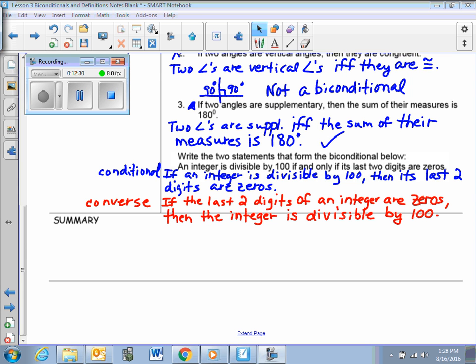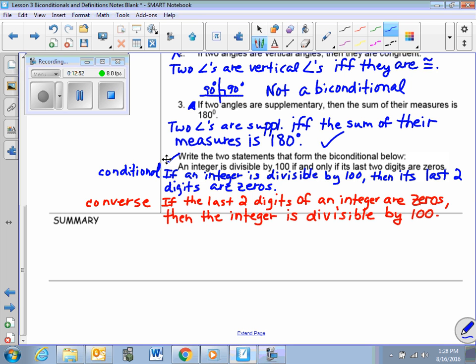You wrote your conditional statement, which says if an integer is divisible by 100, then its last two digits are zeros. And then when I write the converse, it says if the last two digits of an integer are zeros, then the integer is divisible by 100. Is that a true biconditional statement? Yes, indeed it is. So there we go. Write your summary. Have a good day.